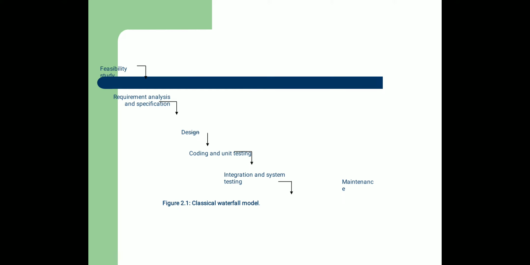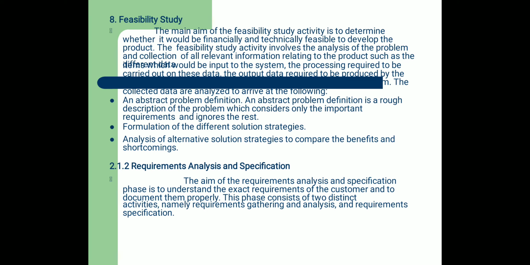What is meant by feasibility study? The main aim of the feasibility study activity is to determine whether it would be financially and technically feasible to develop a product. So when the user gives a product or application design, you have to study whether the application is possible or not. If it is possible, you have to see how much the financial effort will be, and what technical people are required to develop the product.